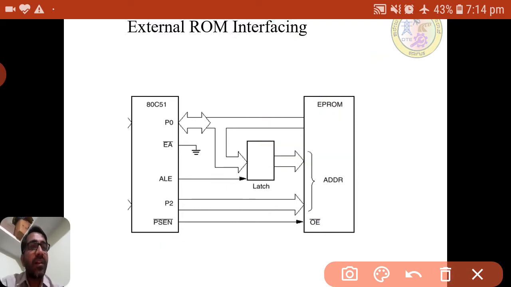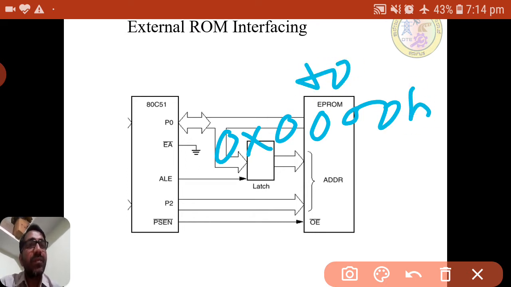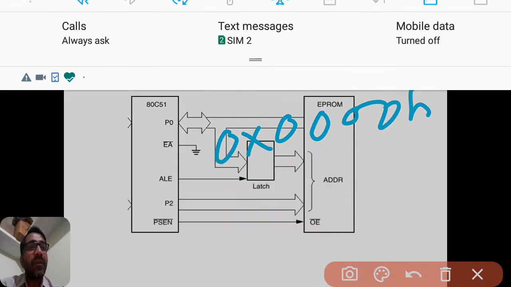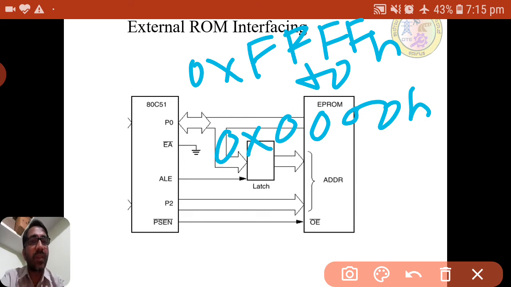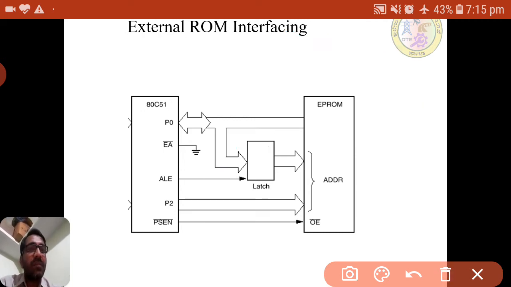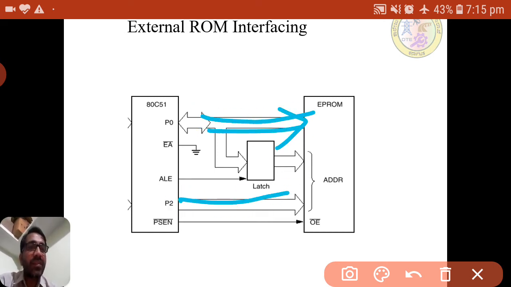If you specify it in hex, it's a 16-bit hexadecimal address ranging from 0000 to FFFFh. Up to these many addresses there will be. Eight of these address lines will come from port 0 and the rest of the address lines will come from port 2.